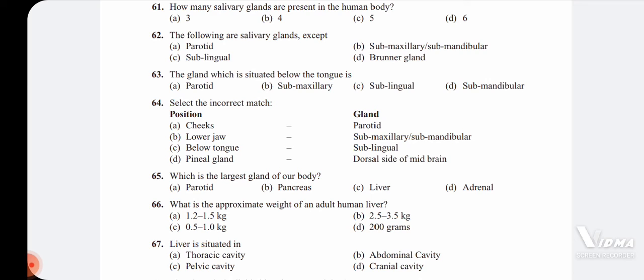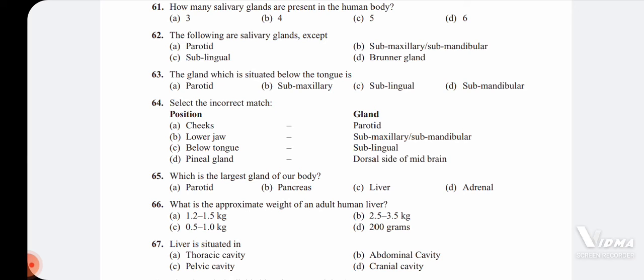Next, 63rd question, the gland which is situated below the tongue. The gland situated below the tongue is called the sublingual salivary gland.